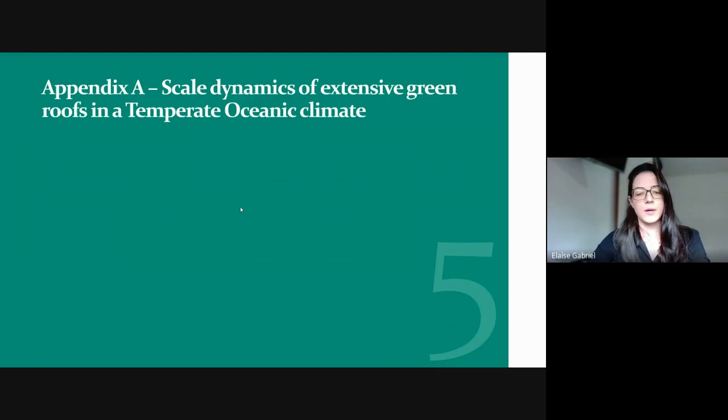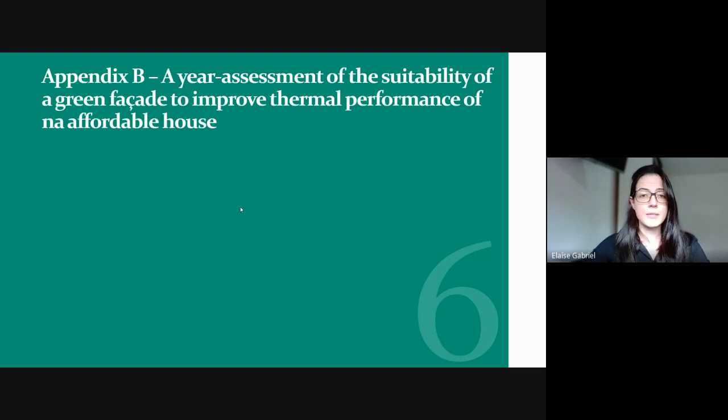Here, I would just like to point out that Appendix A has the paper entitled Scale Dynamics of Extensive Green Roofs in Temperate Oceanic Climate. I will not be presenting this paper, but we look forward to hearing your considerations and suggestions to improve it. In Appendix B, we have the already published paper, a year assessment of the suitability of a green facade to improve thermal performance of an affordable house.